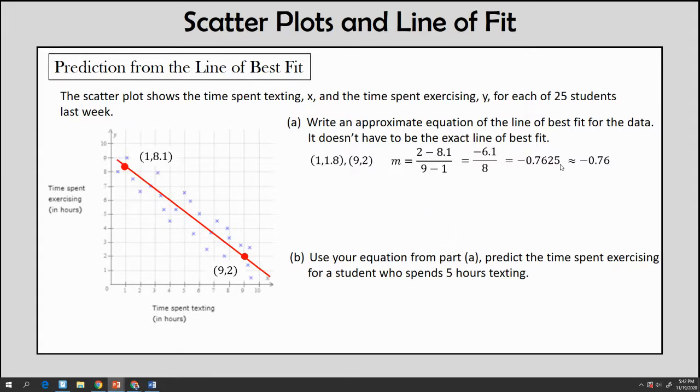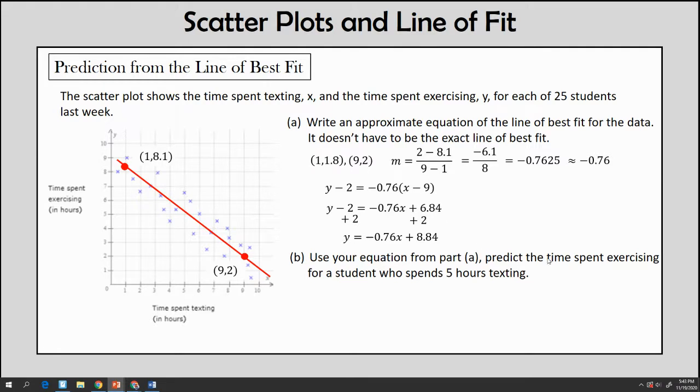Okay, now what do we do next? We take the slope and one of these 2 points and we write the equation. So I'm going to go point slope form. y minus 2 equals negative 0.76 times x minus 9. Distribute my negative 0.76 through, add 2. There's my equation. Now yours may not be the same. If you adjust this at all, it's not going to be the same, but we're going to be really close. Okay, and that's the idea. We're going to be close together here.